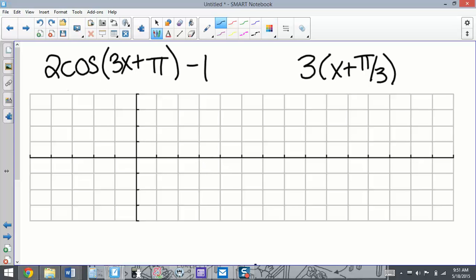Let me go ahead and mark this off. I'm going to mark them every 3, and I'm going to say that here's 2 pi, so I've got pi over 2, and 3 pi over 2.